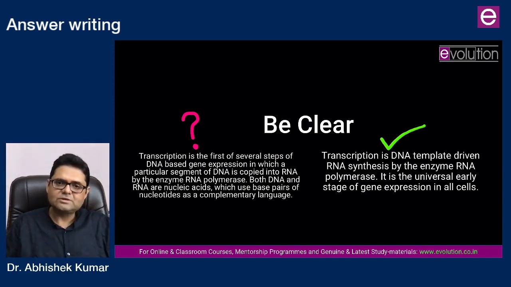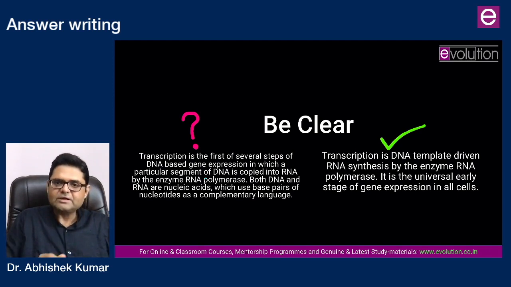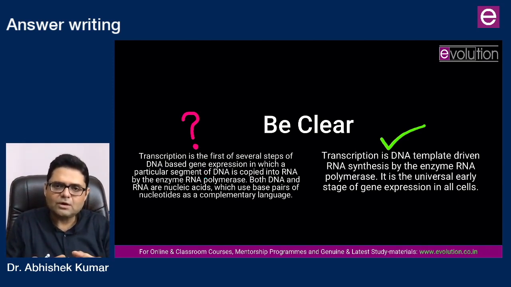The right one, I would say, is very good or a great one. So the first one is: transcription is the first of several steps of DNA-based gene expression in which a particular segment of DNA is copied into RNA by the enzyme RNA polymerase. Both DNA and RNA are nucleic acids which use base pairs of nucleotides as complementary language. This is something that has been taken from the internet. But you have to understand this is the pitfall of relying solely on the internet.